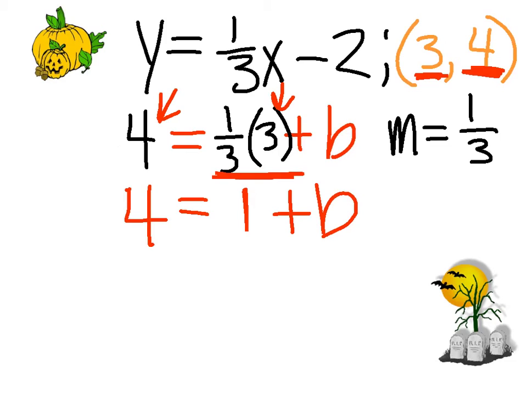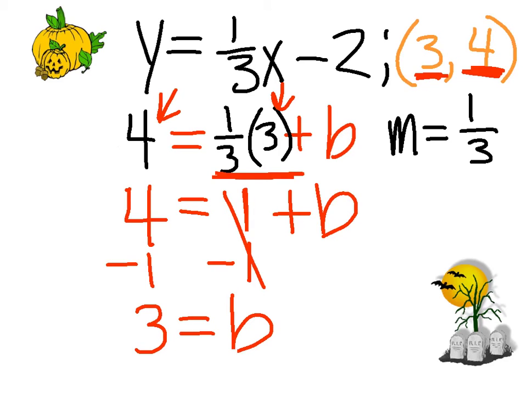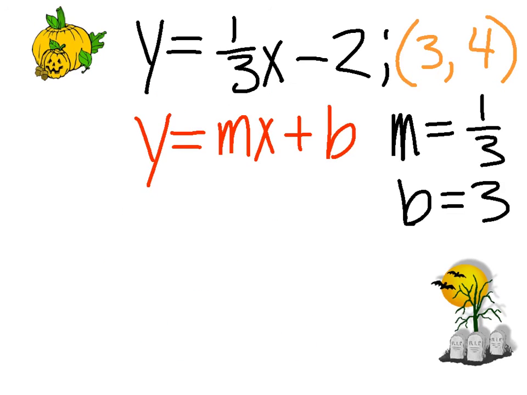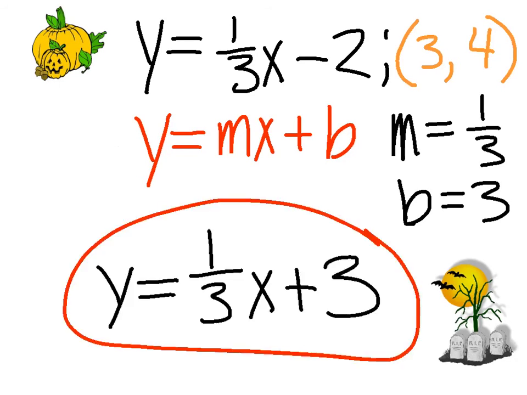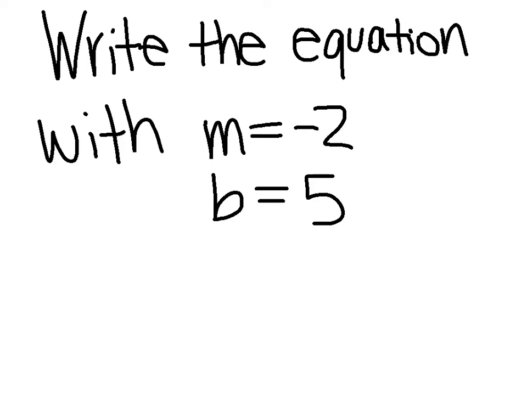What's the next step we need to do? Right, we need to move our 1, so we're going to subtract the 1 from both sides. 4 minus 1 gives us 3, and on the right side we're left with our b, so our b is equal to 3. Okay, so if our slope is 1/3 and our b is 3, we need to plug in our slope and our y-intercept. So we get y is equal to 1/3, that comes from our slope that we found, plus 3, which is the y-intercept that we found.